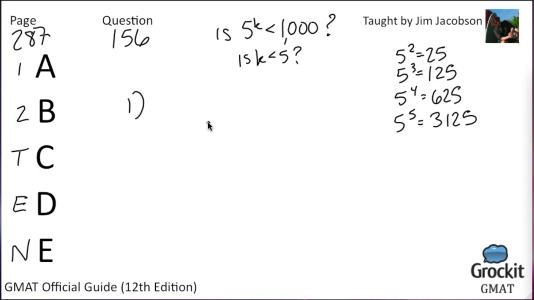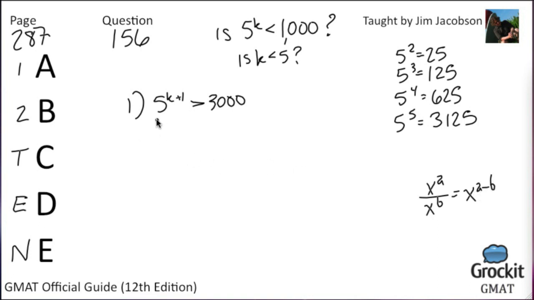Statement one tells us that 5 to the k plus 1 is greater than 3,000. Exponents do need to be your friends on the GMAT, so this is a good exercise in that. One thing to remember is that when you are dividing exponents, you subtract them. For example, x to the a over x to the b, which has to be the same base, is equal to x to the a minus b.